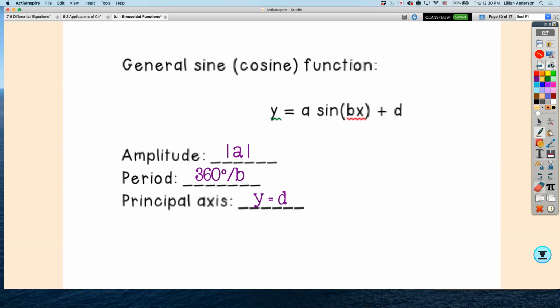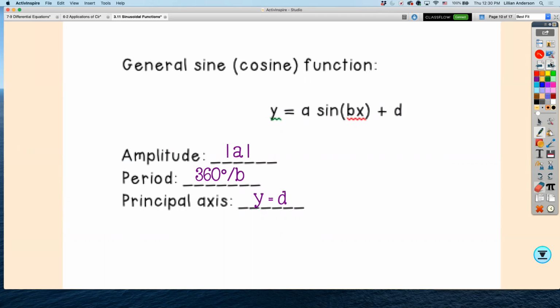So the general sine or cosine function is written like so: y equals a sine bx plus d. That is the general form. The reason cosine is in parentheses is because cosine works the same way; you just trade out sine for cosine.